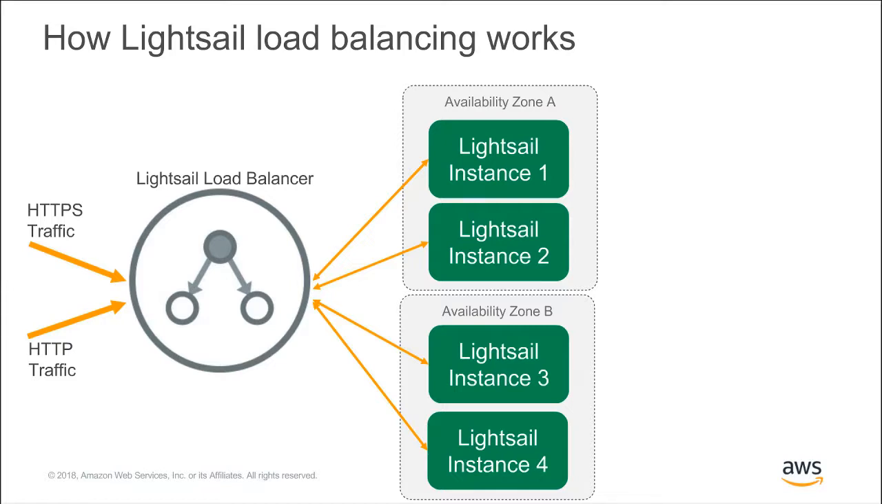So here you can see that I have instances that are spread across 2 availability zones, so that I know that if there were to be any type of issue happening in availability zone A, for instance, that I would still have instances that would be running in availability zone B.